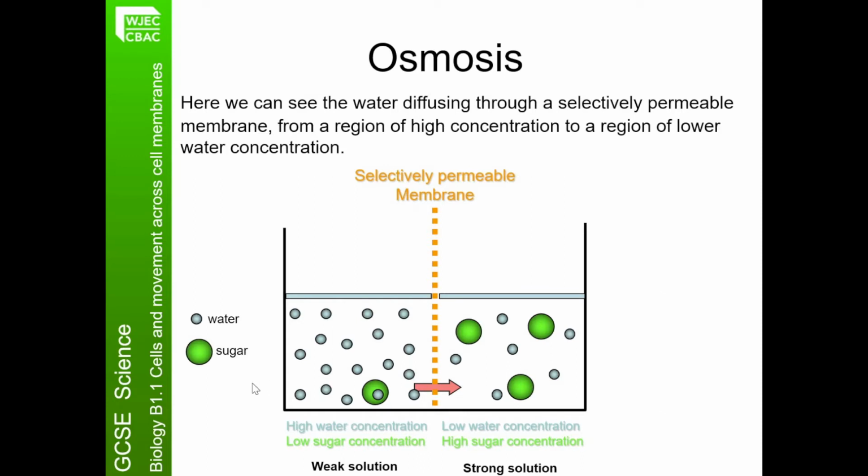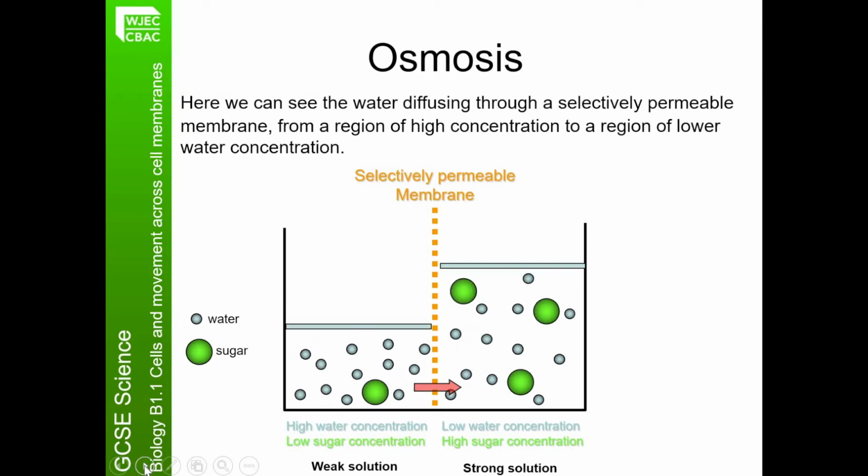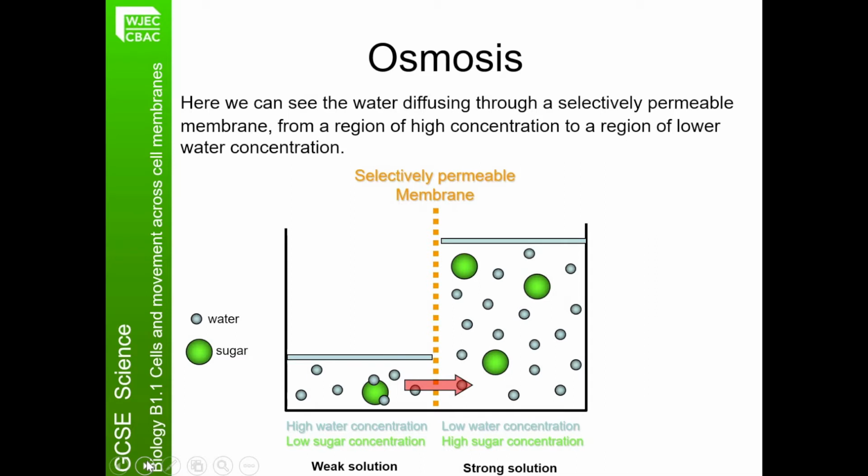So what happens is our water molecules start to move from where there are lots of them to where there are less of them through the semi-permeable membrane. And as they start to do this, we can see the levels of the liquids change in the two sides of this container. So on the left-hand side, we can see our level going down, and on the right-hand side, we can see our level rising as the water molecules move into the right-hand side.